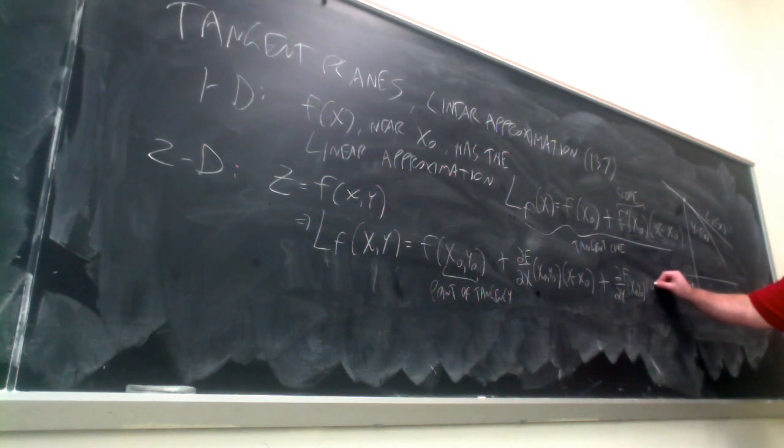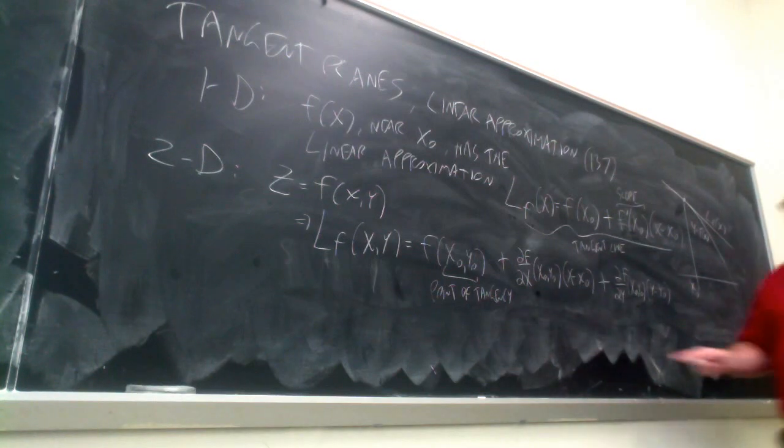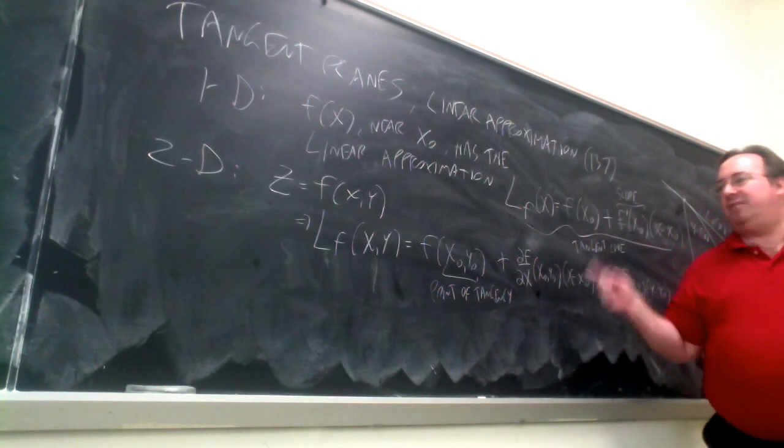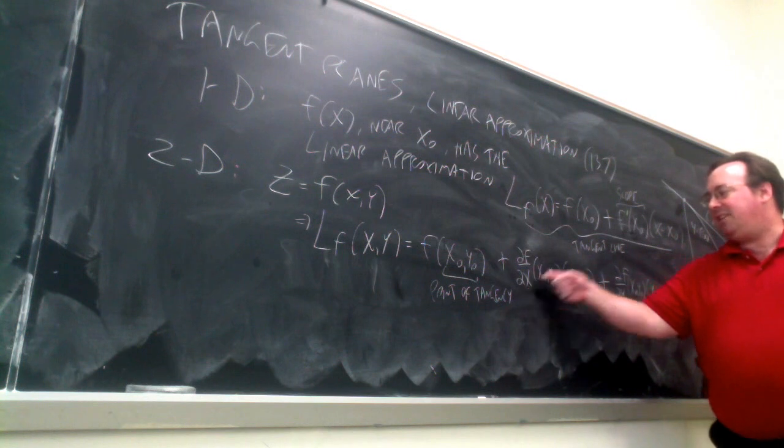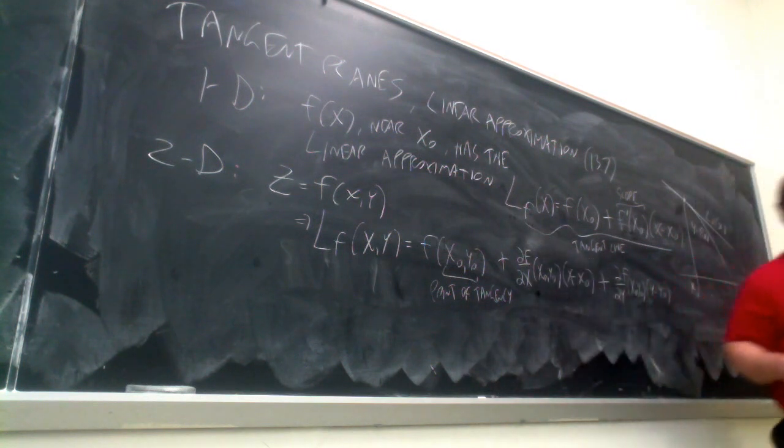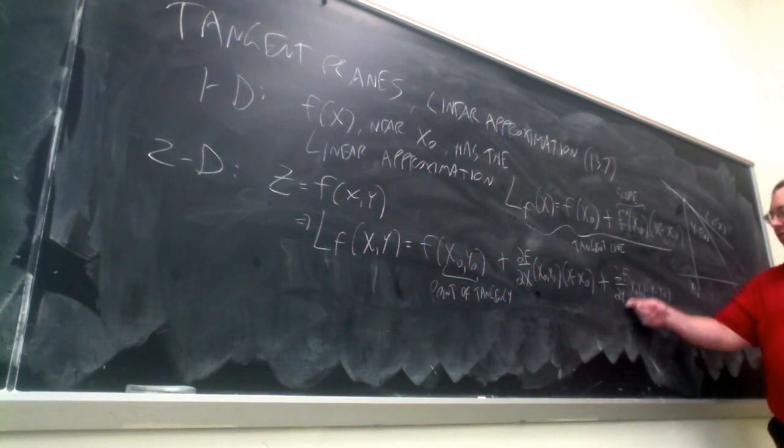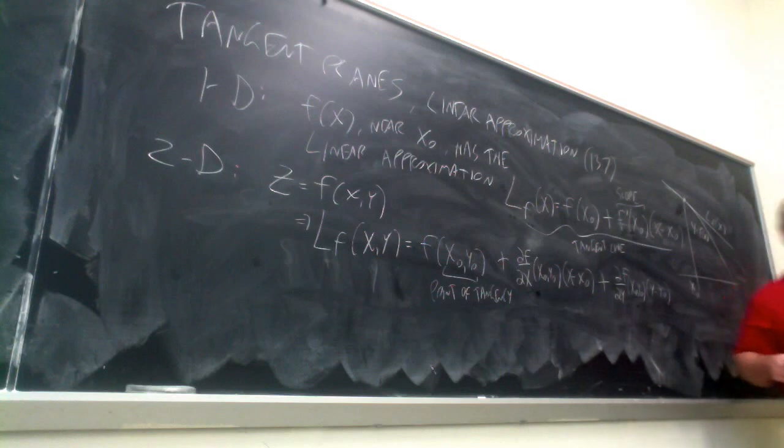Y minus y naught, the change in y. Okay. And you think, here we have, since z is f of x y, this is like dz dx times dx. So you think of a dx as kind of canceling, and that's at least part of a change in z. Here we have dz dy times dy. So that's the other part of a change in z.